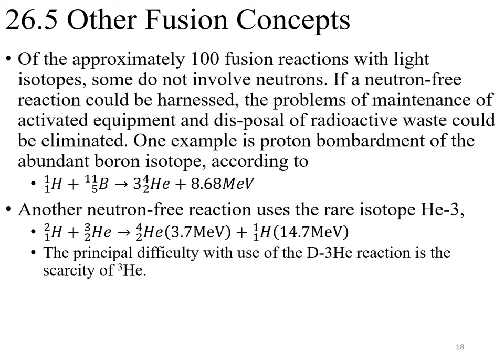The principal difficulty with the use of the deuterium-helium-3 reaction is the scarcity of helium-3. One source is the atmosphere, but helium is present only to 5 ppm by volume of air, and the helium-3 content is only 2 atoms per million of helium. Neutron bombardment of deuterium in a reactor is a preferable source.